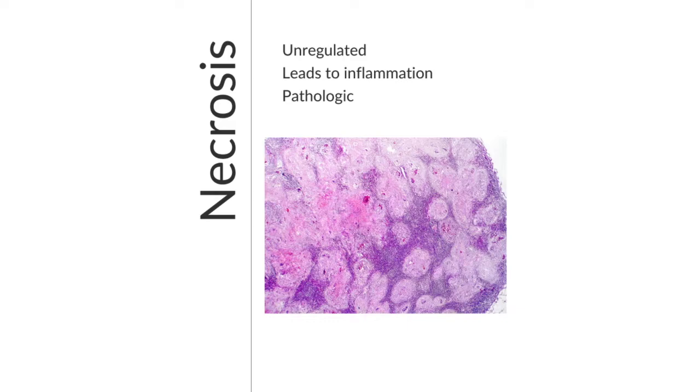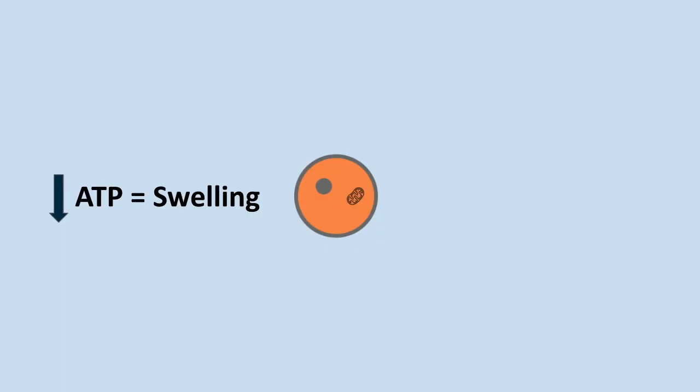Now, because the cell wasn't intended to die and it's hurting the surrounding cells, this is referred to as a pathologic type of cell death. Now, why this occurs, how cells die via necrosis. It starts off with the swelling that occurs in these cells, and this is because of a reduction in ATP levels. Now, ATP is primarily produced by oxidative phosphorylation, and this is done by the mitochondria with the help of oxygen.